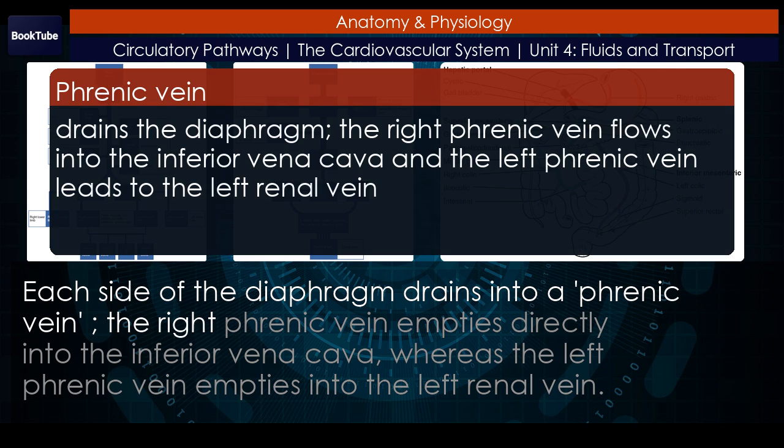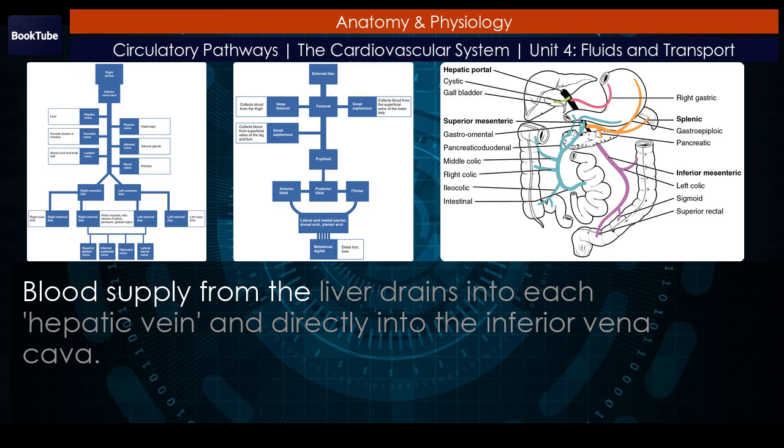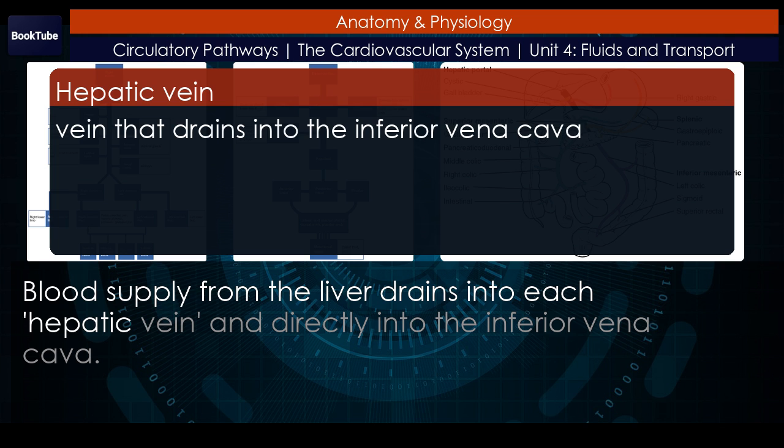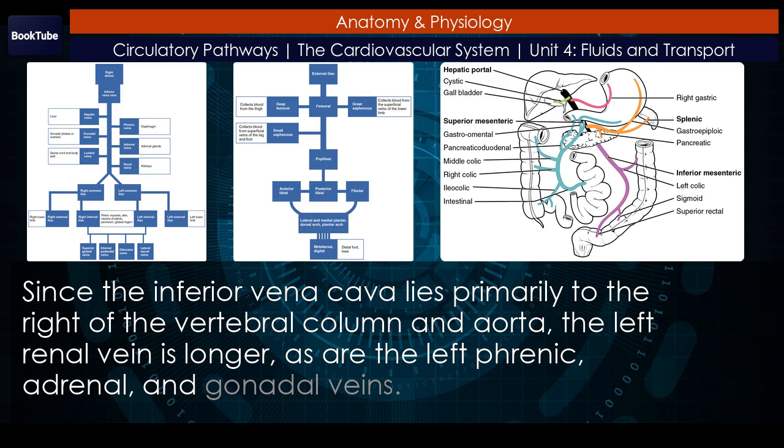The right phrenic vein empties directly into the inferior vena cava, whereas the left phrenic vein empties into the left renal vein. Blood supply from the liver drains into each hepatic vein and directly into the inferior vena cava. Since the inferior vena cava lies primarily to the right of the vertebral column and aorta, the left renal vein is longer, as are the left phrenic, adrenal, and gonadal veins.